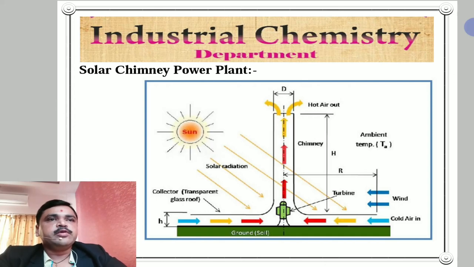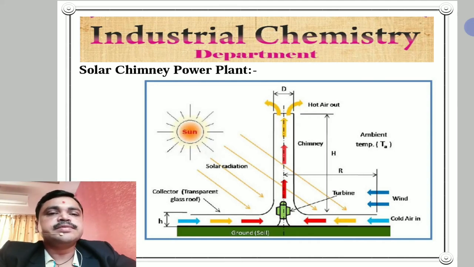Sunlight passing through the transparent cover heats the air trapped in the greenhouse. A convection system is set up in which this air is drawn up through the central chimney, turning a turbine located near the base of the chimney. The hot air is continuously replaced by fresh air drawn in at the periphery of the greenhouse.